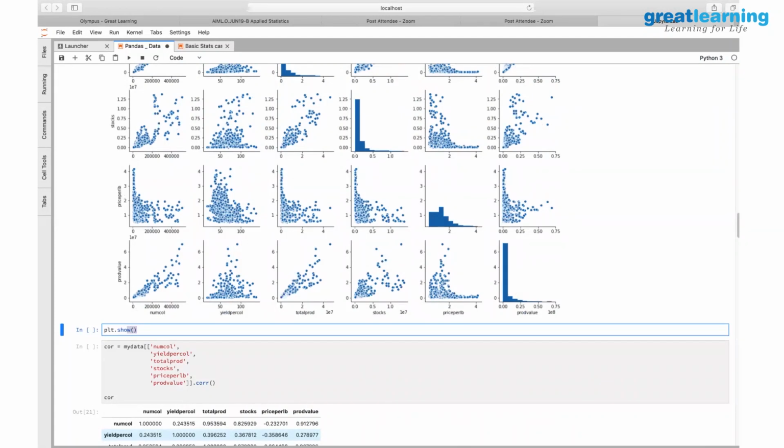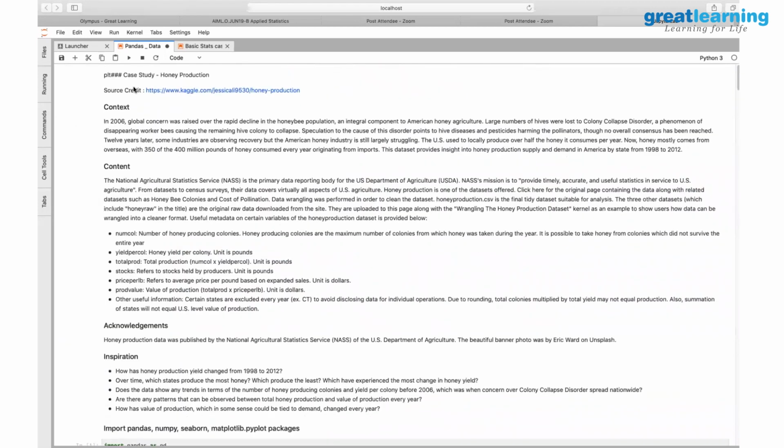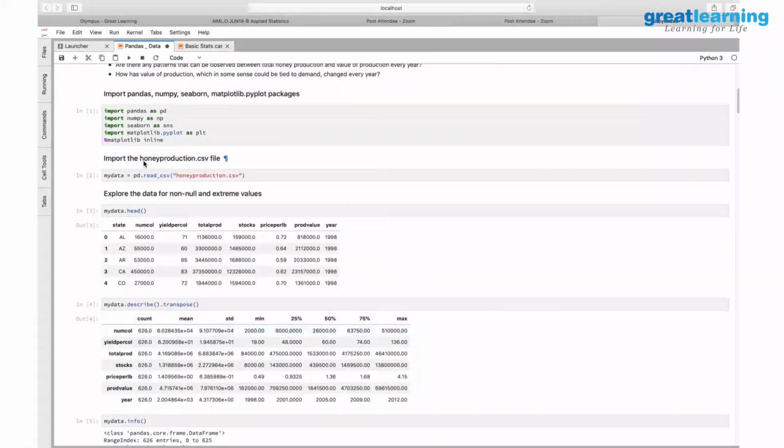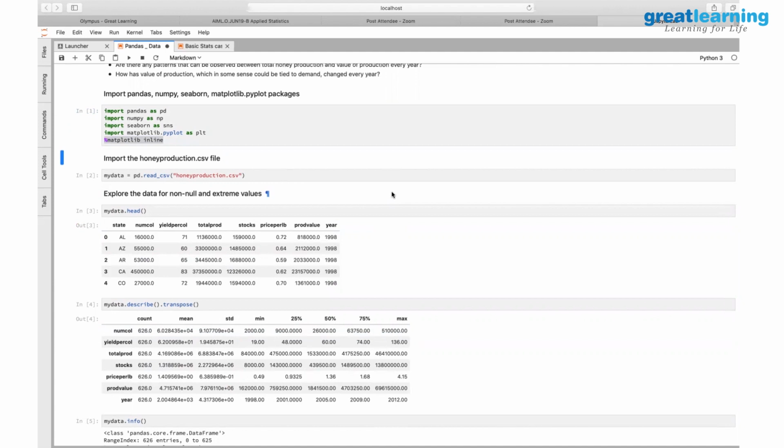So every time you create a graph, the graph needs to be shown. Instead of that, you use matplotlib inline, this particular syntax at the beginning. This takes care of displaying the image automatically. You don't need to explicitly type plt.show every time. Is that clear? Yeah, got it, Ram. Thank you.